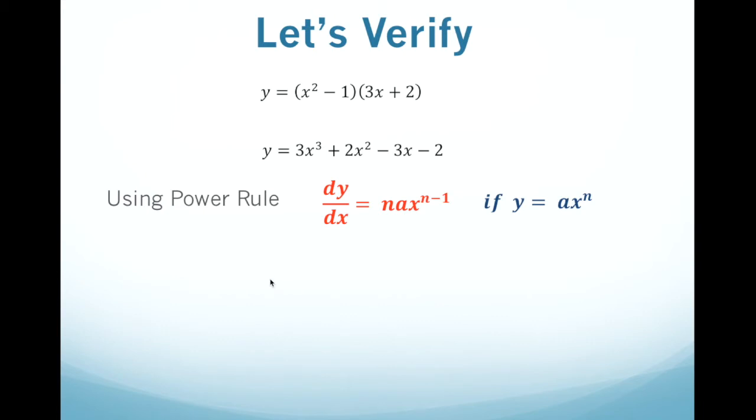Now let's apply that in each term of our function. The derivative of 3x cubed is 3 times 3, which is 9x to the power of 3 minus 1, which turns out to be 9x squared. For the second term, the derivative is 2 times 2, which is 4x to the power of 1, then the derivative of negative 3x is negative 3, and the derivative of negative 2 is just 0. So we got a similar answer.